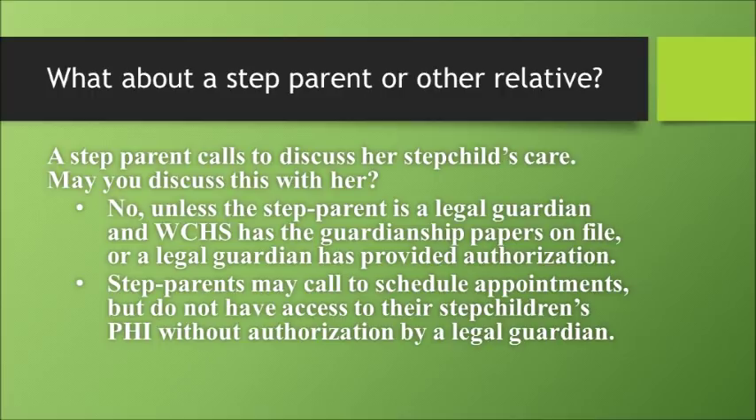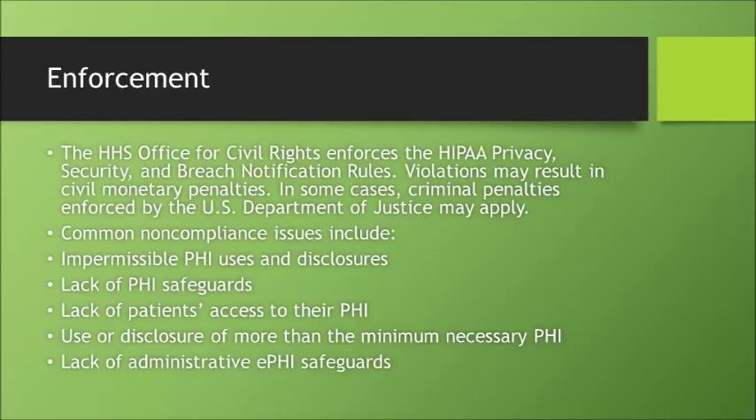So let's talk about enforcement. The HHS Office for Civil Rights enforces the HIPAA privacy, security, and breach notification rules. Violations may result in civil monetary penalties. In some cases, criminal penalties enforced by the U.S. Department of Justice may apply. Common non-compliance issues include impermissible PHI uses and disclosures, a lack of PHI safeguards, a lack of patients' access to their PHI, use or disclosure of more than the minimum necessary PHI, and lack of administrative ePHI safeguards.